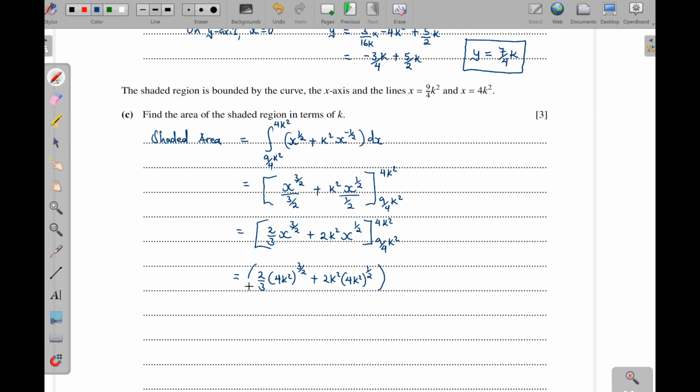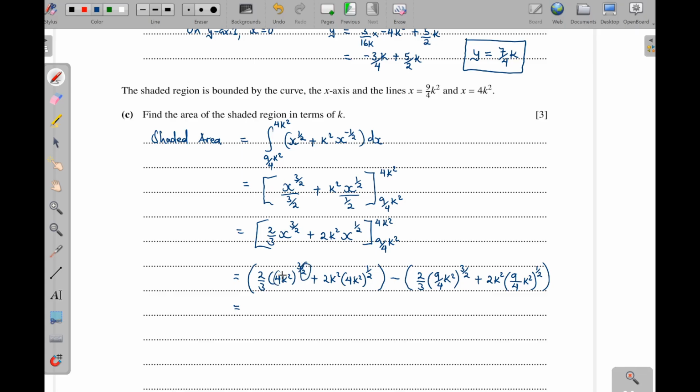Then after that, when I'm going to the lower limit, I put a minus, so put this one wherever there is x. Then we shall have 2 over 3, then there is, our x is now 9 out of 4. Let me just do it like this. 9 out of 4 of k squared, then 3 over 2 as the power, then 2k squared, then we have 9 over 4 k squared, and then this is a half as the power.